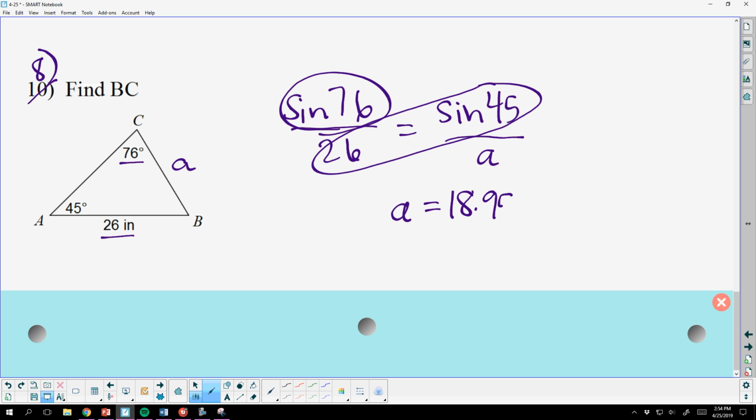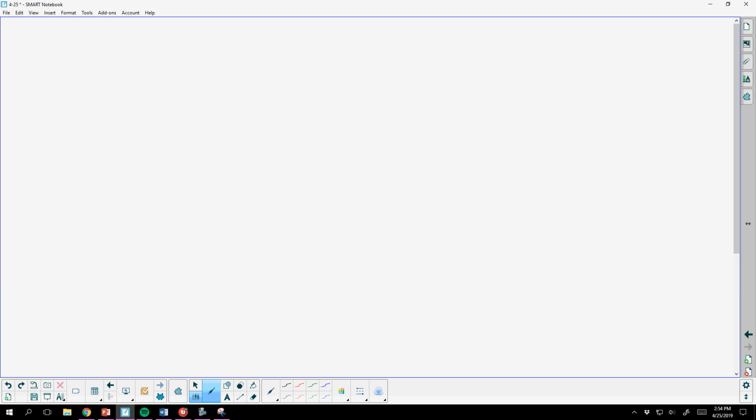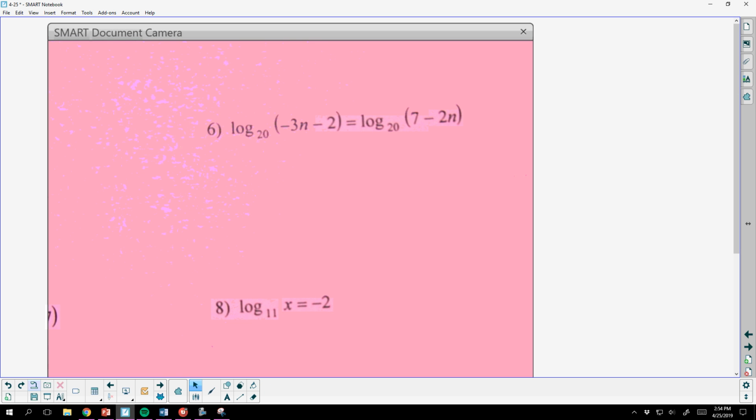All right, so any questions on the law of sines or cosines? The assignment that you have in front of you, we're working on the rest of the class today and tomorrow, if you're here. If you won't be here, you know what we're doing. It's a full day tomorrow.